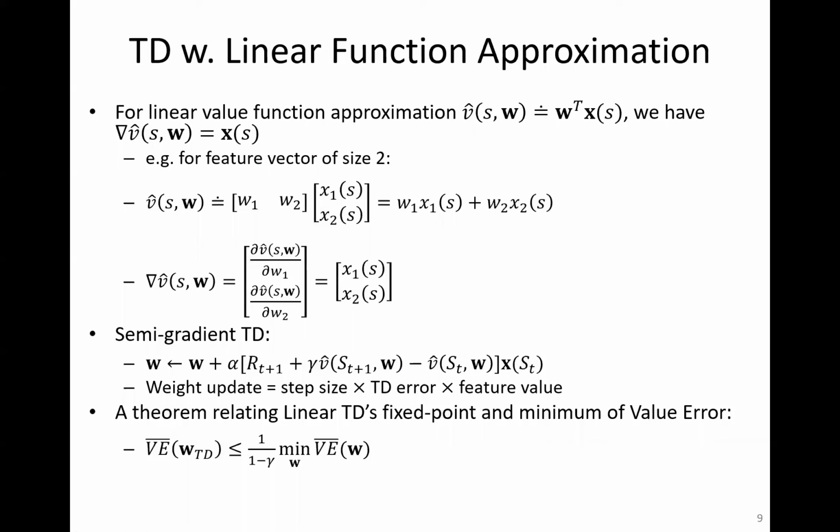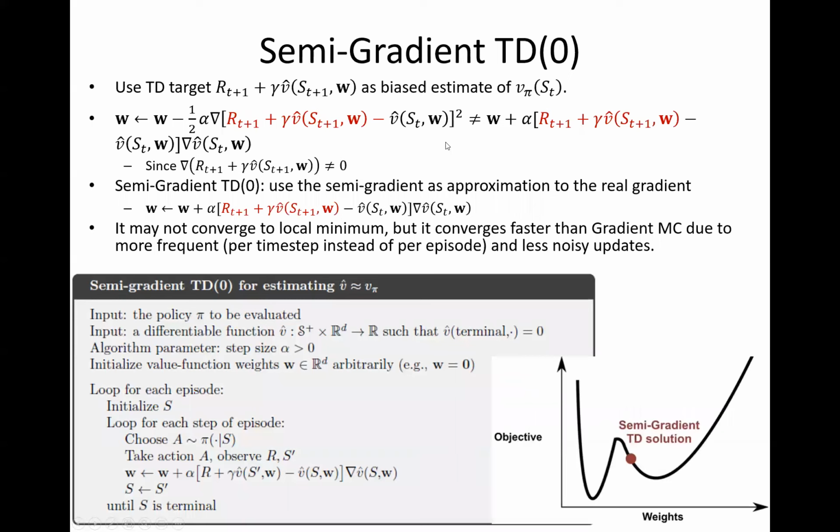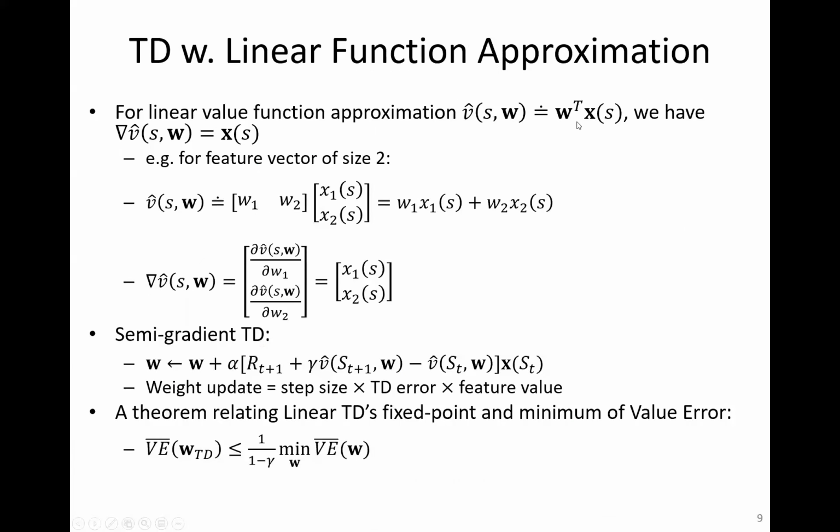So a semi-gradient with linear function approximation simply has x on the right-hand side. That's the feature vector. Whereas before, we had this gradient operator applied to v hat. But here, v hat is a product of two terms. So this is simply x. So it's step size alpha times TD error times feature value. Notice it's a vector notation for both W and x.